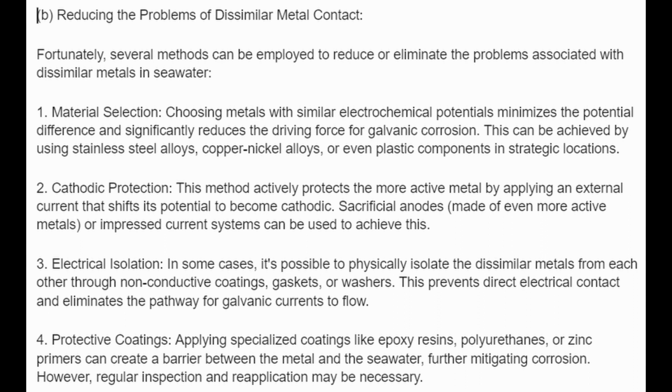3. Electrical isolation. In some cases, it's possible to physically isolate the dissimilar metals from each other through non-conductive coatings or gaskets or washers. This prevents direct electrical contact and eliminates the pathway for galvanic currents to flow.